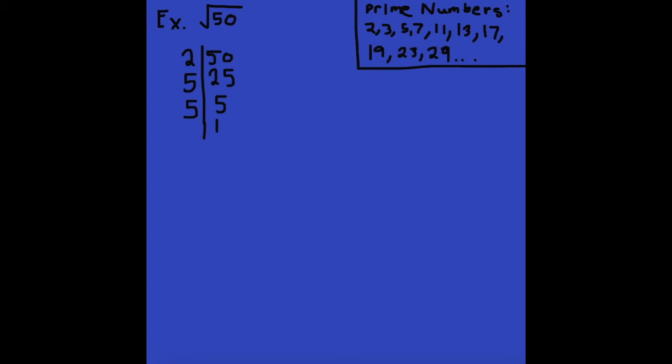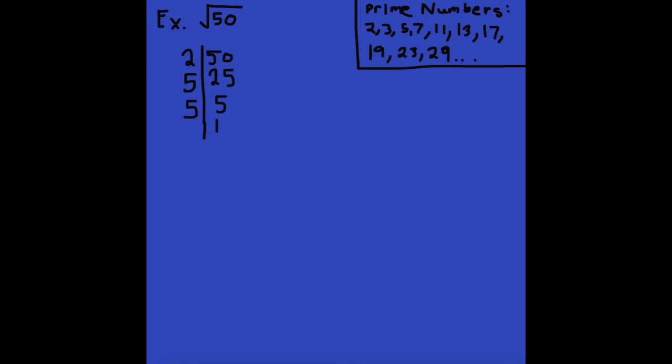Remember, to square a number, you need to have two of the same number. 7 times 7 is 49. 12 times 12 is 144. 15 times 15 is 225, and etc. So I will look if I have duplicates of the same number.